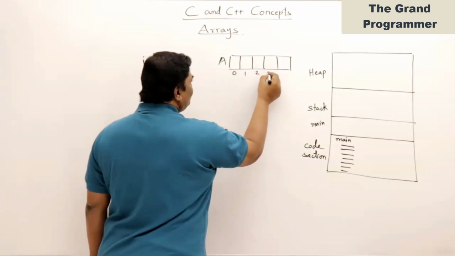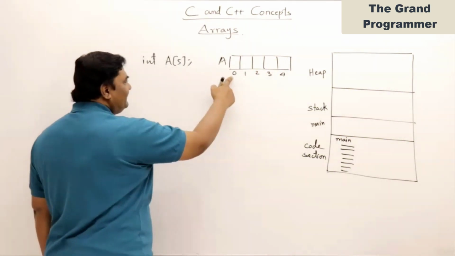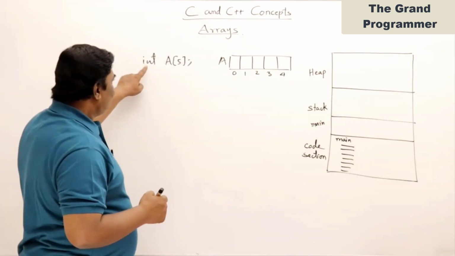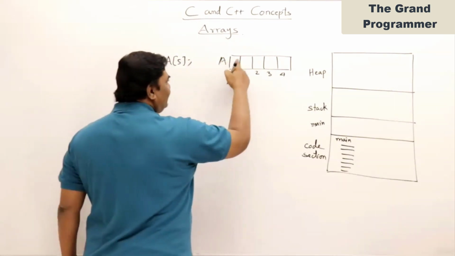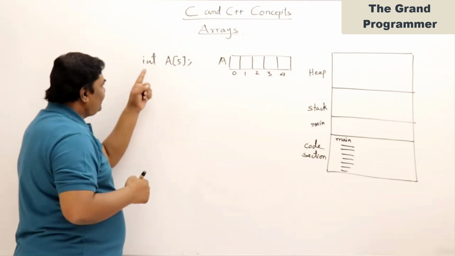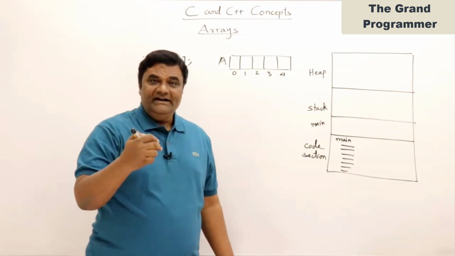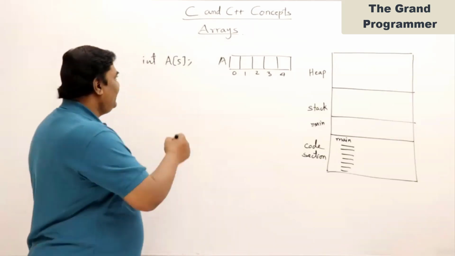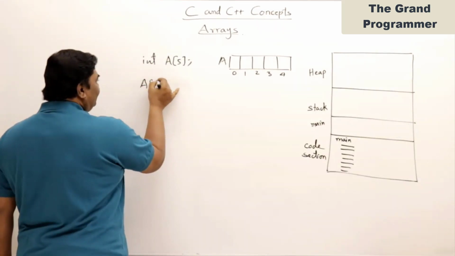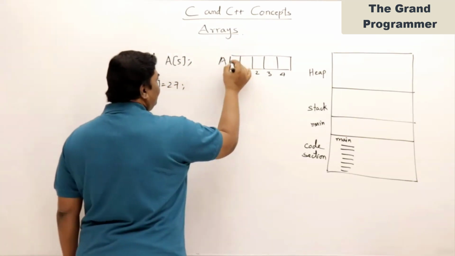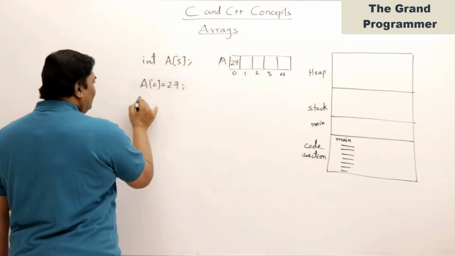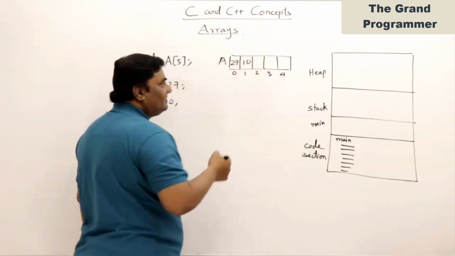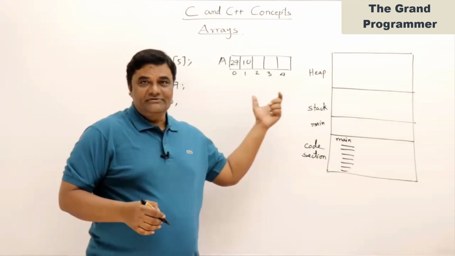The indices will be 0, 1, 2, 3, 4. So 5 locations means the indices start from 0 and go up to 4, total 5 spaces. Now I can store 5 integers. Every location is an integer. If we assume an integer takes 2 bytes, then the total is 10 bytes, 2 bytes each. Each location can be accessed like A[0] = 27, so I can store 27 at this place. Now A[1], if I want to store something, I can store a value 10 here. So you can have a group of elements together at one place.